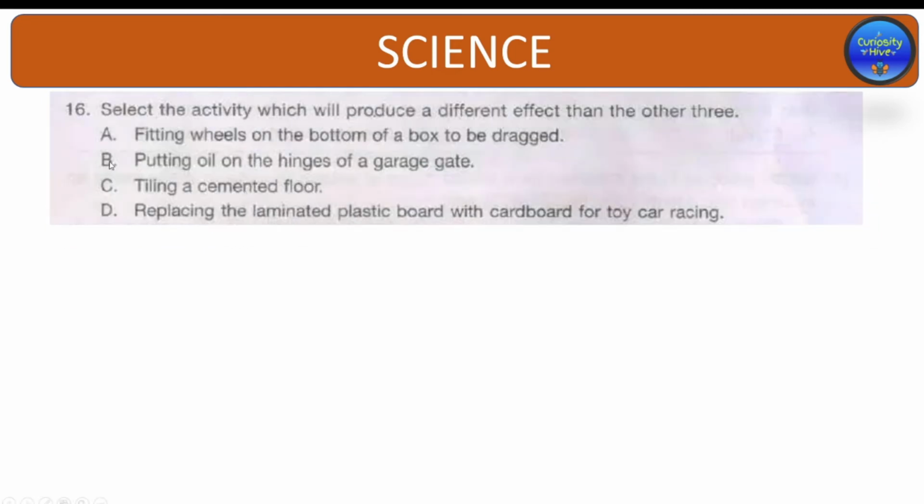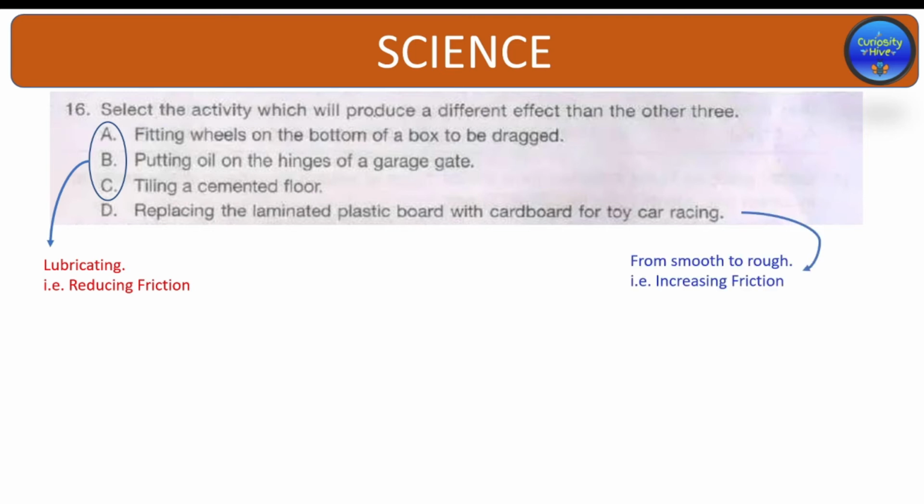Next question. Select the activity which will produce a different effect than the other 3. Fitting wheels on the bottom of the box, putting oil in the hinges, tiling a cemented floor, or replacing the laminated plastic fabric with cardboard for a toy car or racing. Well, in this case, A, B and C are lubricating or reducing friction, that is making it smooth, whereas D is making the surface from smooth to rough, that is increasing friction. So option D is your right answer, which has an opposite effect than A, B and C.